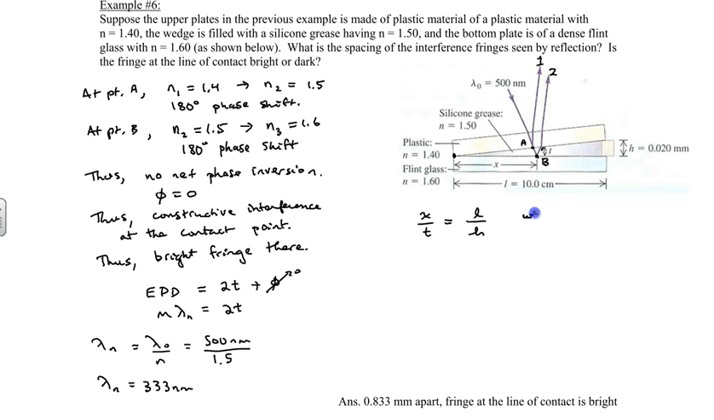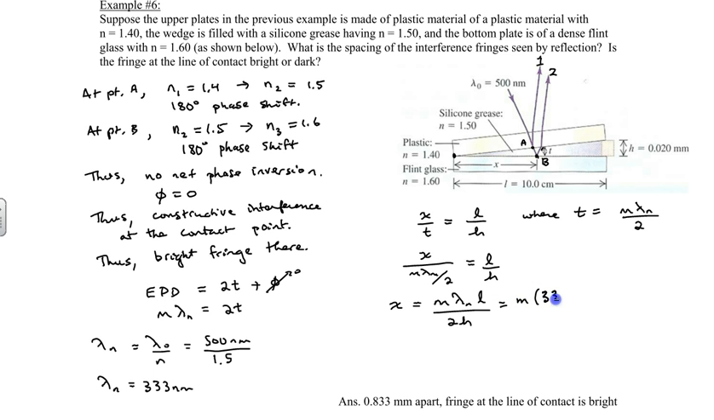And we're going to replace t with this expression, where t is equal to m lambda sub n divided by 2. So we have x is to, and then replace that in. And if we're going to solve for x, we would have the following expression: m lambda sub n times L divided by 2h. And so we're now ready to sub in our numbers. Our wavelength is 333 nanometers. That's within the film. The length of the plates is 0.1 meters.